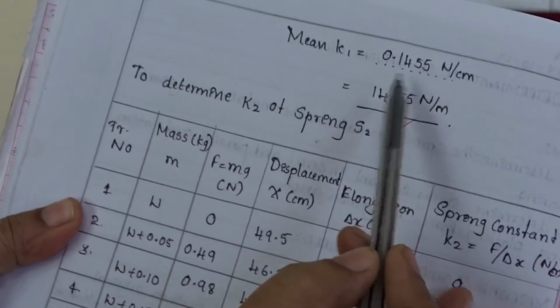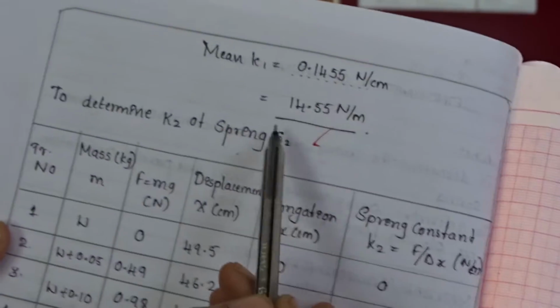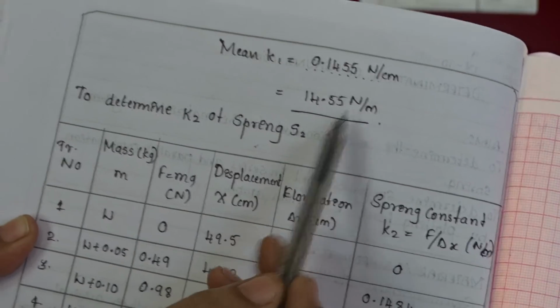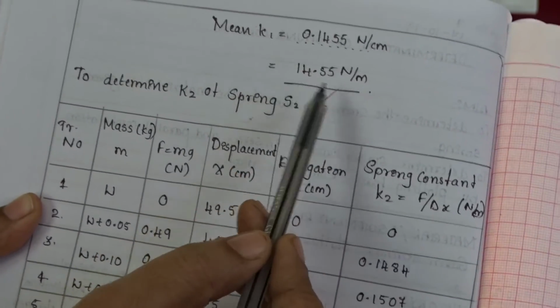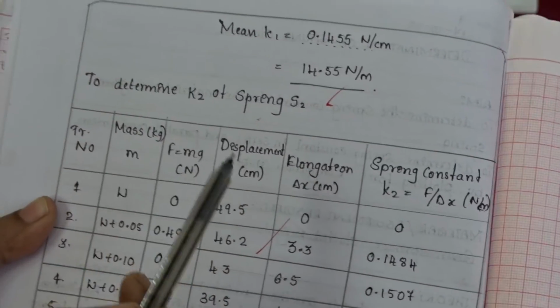Mean value is shown here. It is in Newton per centimeter. Write it in Newton per meter as 14.55 Newton per meter. So this is the experimental part as well as calculation part for one of the springs, S1.